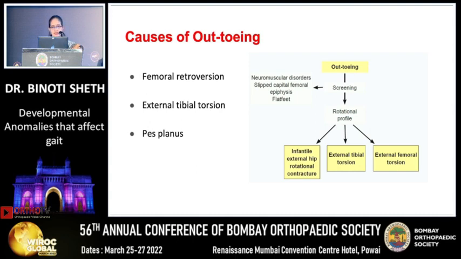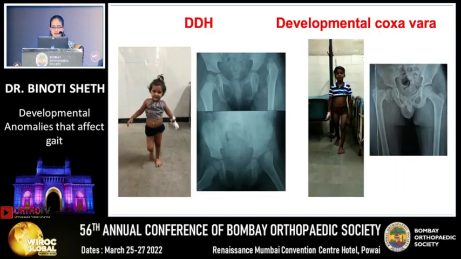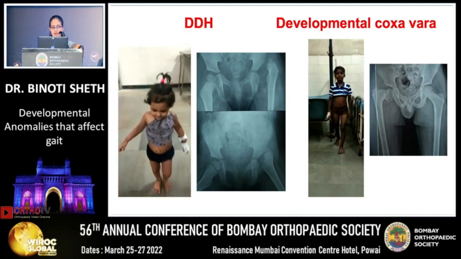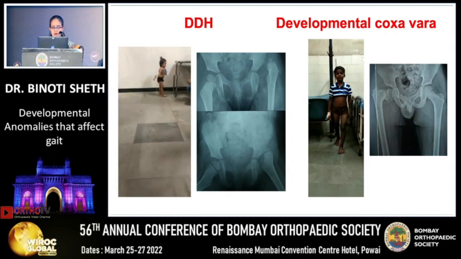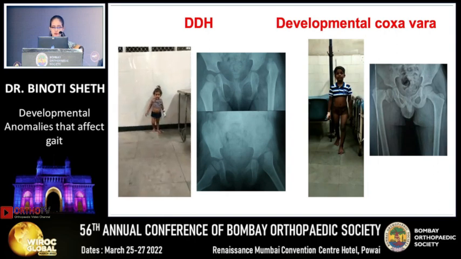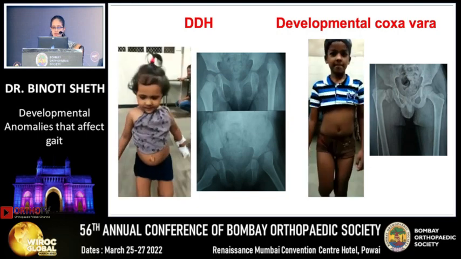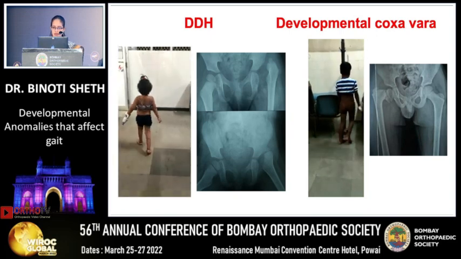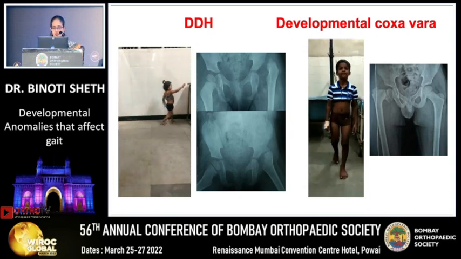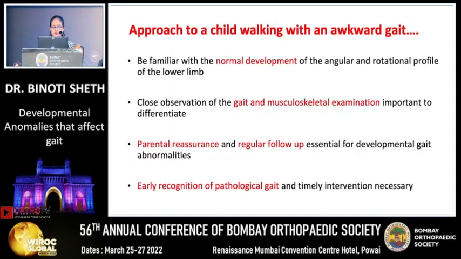But you must understand that not all gait abnormalities in children are physiological variations. You may have certain other disorders which can affect gait, and you should not neglect them. This young girl walking with an unstable short limb gait, on X-ray and examination, was found to have developmental dysplasia of the hip, and this child walking with Trendelenburg gait and with restricted hip range of motion had, on X-ray, developmental coxa vara.